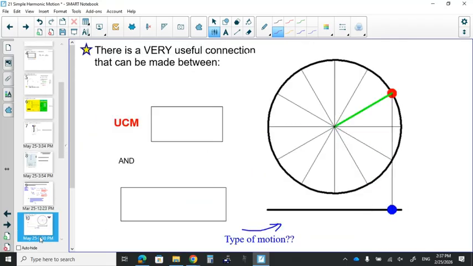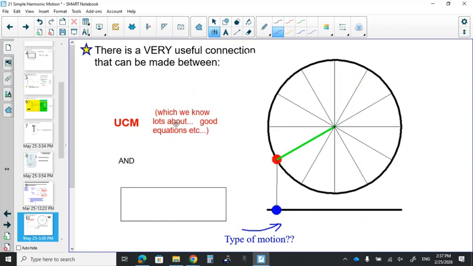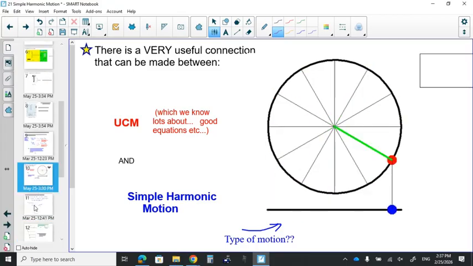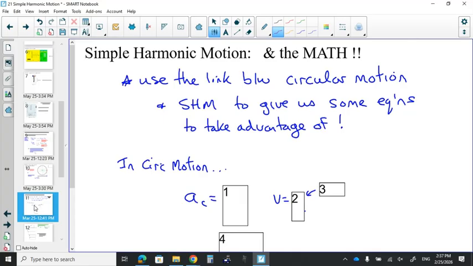And so where are those equations coming from? This is the really cool part, right? The uniform circular motion stuff that we've done some good work with, we know lots about, have equations and so on, and simple harmonic motion have a link. So look at this motion of this blue dot going back and forth. It really is simple harmonic motion as well, right? So there's a fundamental link that we can take advantage of between the two. And so that gives us a starting point in this class for getting an equation and understanding why the equation makes sense.